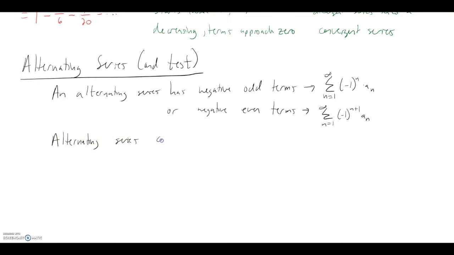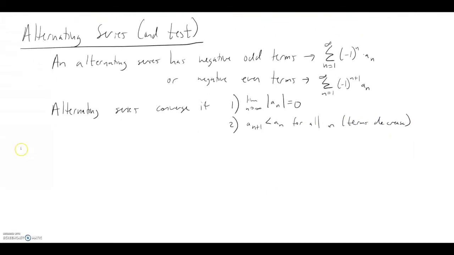And the alternating series convergence test says that an alternating series will converge if, first of all, the limit as n approaches infinity of the absolute value of the terms in that sequence approaches 0, so the series passes the nth term test, and if a sub n plus 1 is less than a sub n for all values of n. And that's just a way to say that the terms in this series must be decreasing. If both of those conditions are met, an alternating series will converge. So we'll take a look at that through the following example.